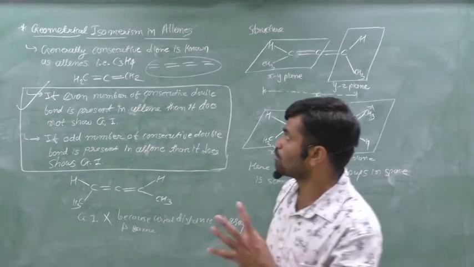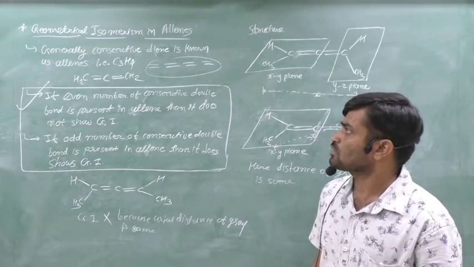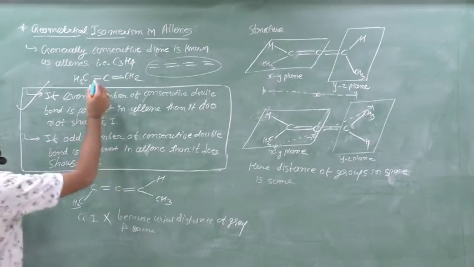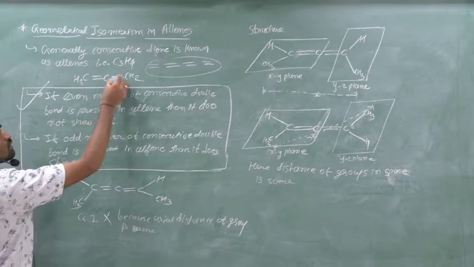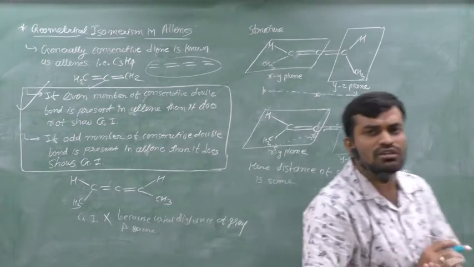If we have any compound in which double bonds are back to back, or consecutive double bonds, then you can say that this compound is an allene. We can have C3H4, CH2 double bond C double bond CH2. Yes, this is an allene because it has consecutive double bonds.